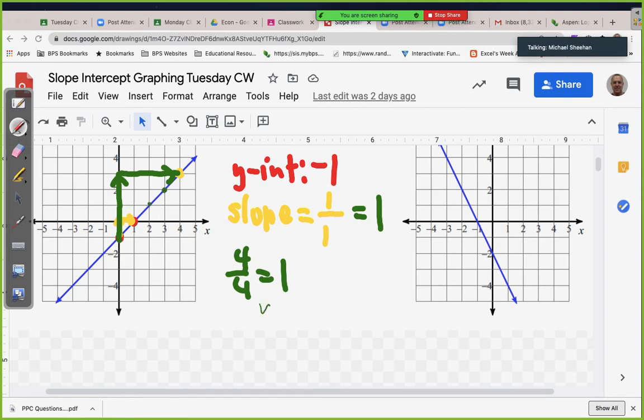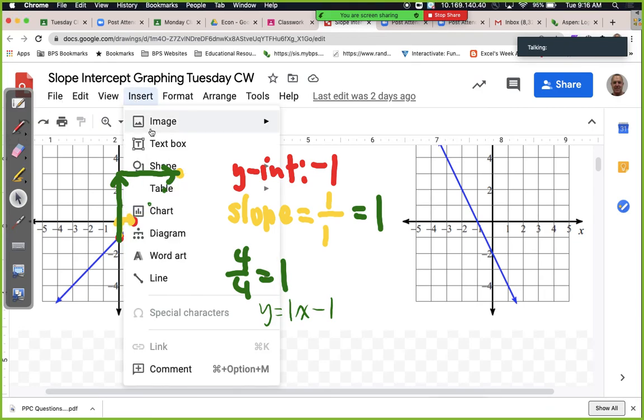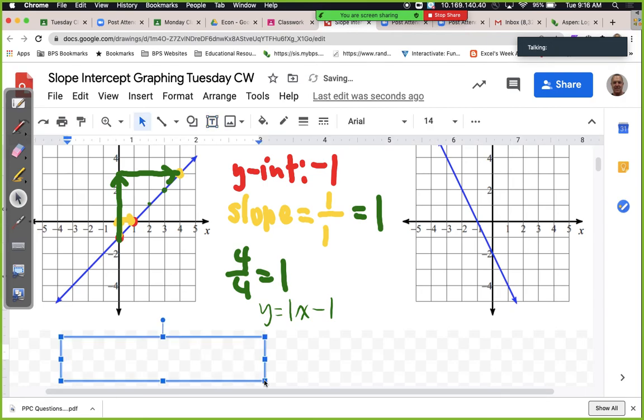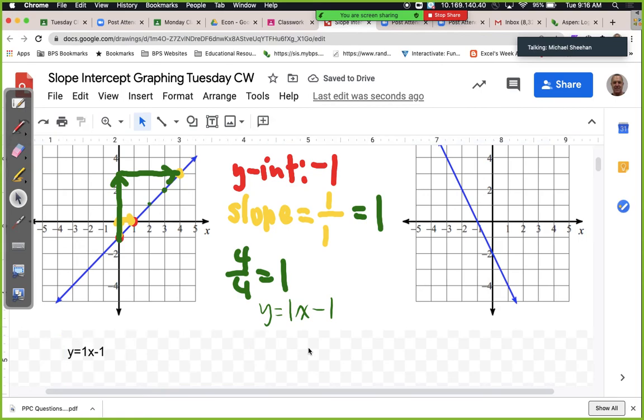So what we want to write is y equals 1x minus 1. And we're going to do that. We're going to go to Insert, Text Box. We're going to do that down here where you see the little squares. y equals, and I don't have to write 1x. I can just write x minus 1. And I click out of here, and there's my answer.